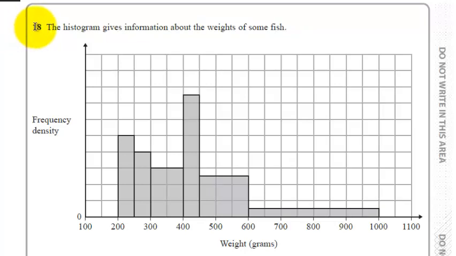Question 18. The histogram gives information about the weights of some fish. Here is the histogram. They could be as light as 200 grams or as heavy as a kilogram. Remember, for a histogram the y-axis is frequency density, not frequency. You will probably need to know the formula for frequency density before we go into the exam, so that's another one for you to learn.